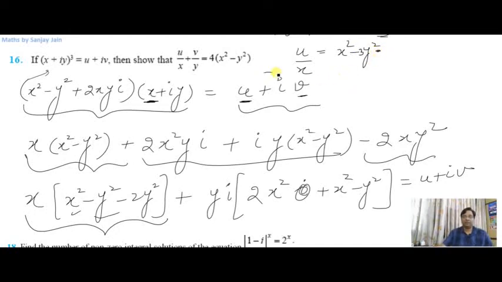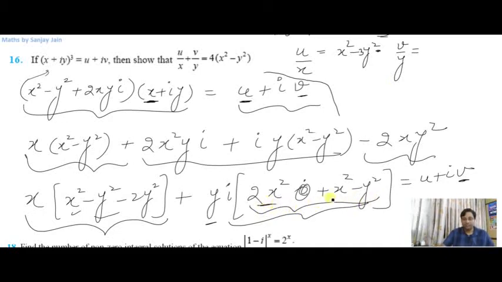And what will be v by x or v by y, because I can compare this, v equal to this into this. So v by y will be equal to this expression that is written inside the bracket. This is 3x squared minus y squared. I hope I am not confusing you in the calculation.